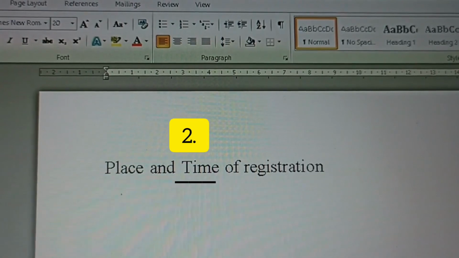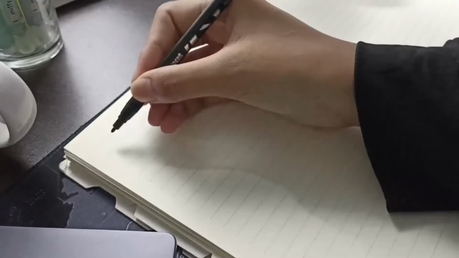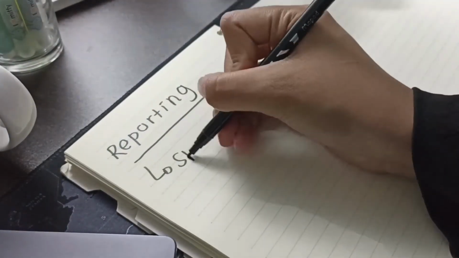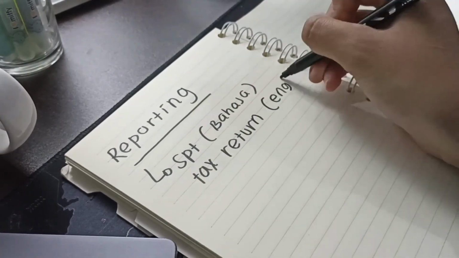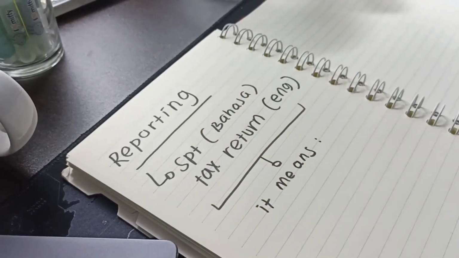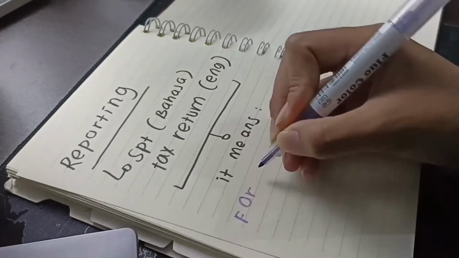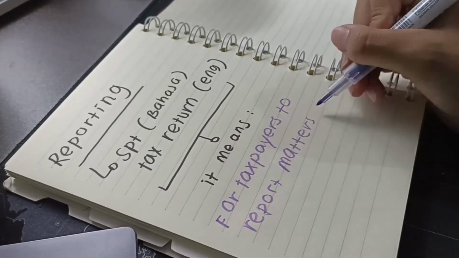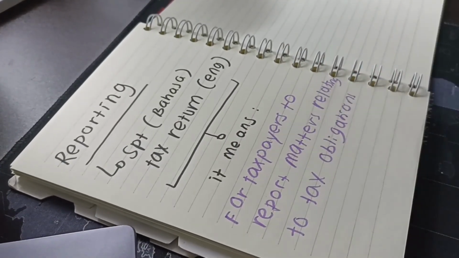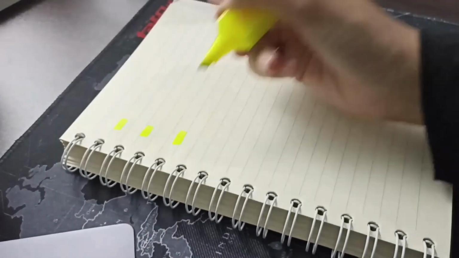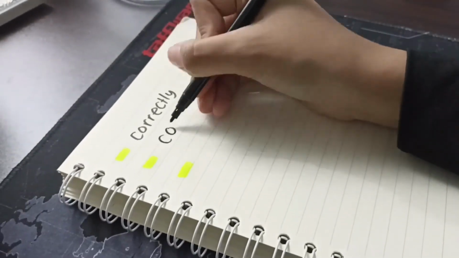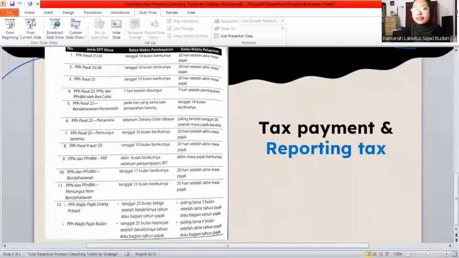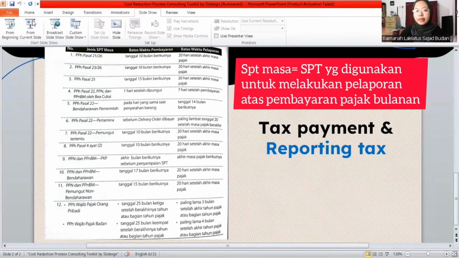In here, we are going to talk about the time. In reporting, there is SPT or surat pemberitahuan, or tax return in English, which is a means for taxpayers to report matters relating to tax obligations, and the SPT must be filled out correctly, completely, and clearly in the rupiah currency unit, and signed and submitted to the tax service office. So in here, we're going to talk about the time for tax payment and reporting tax.